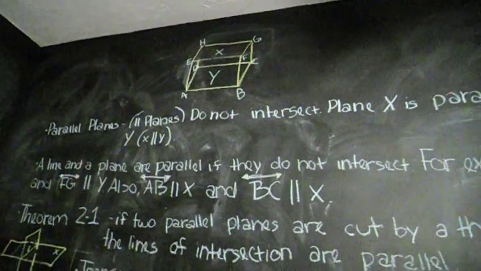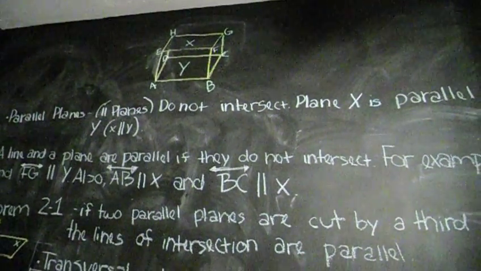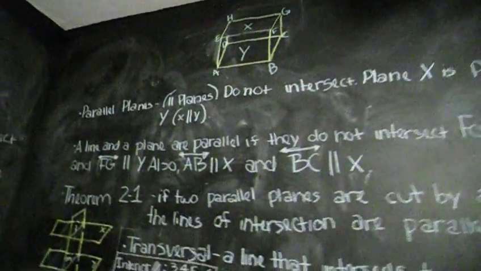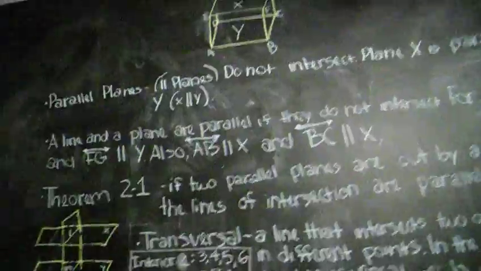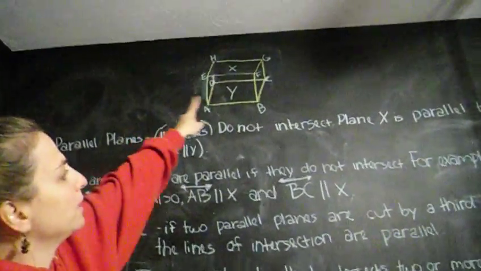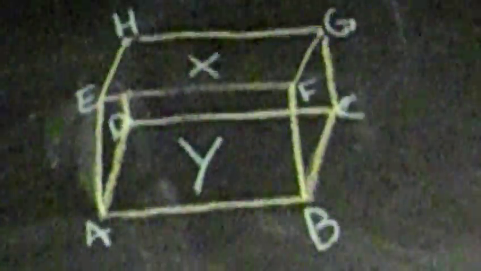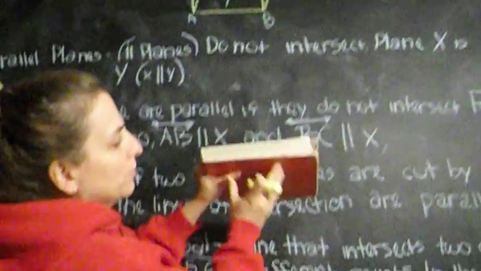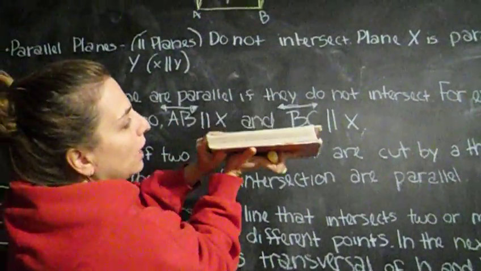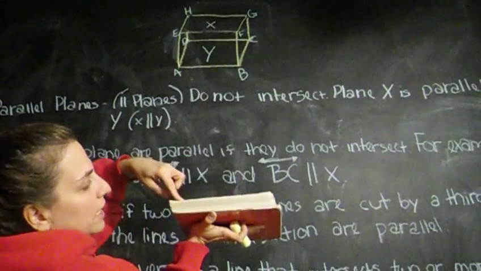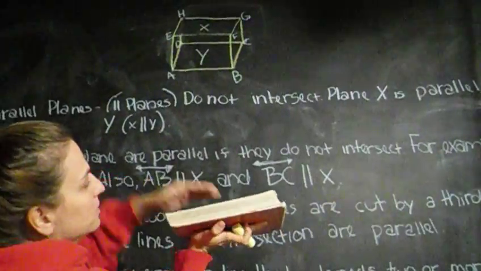A line and a plane are parallel if they don't intersect. Okay, so if a line and a plane don't intersect, for example, EF, if you look up there, EF is parallel to Y. See this plane right here? The plane is on the bottom, and EF is on the top. So if I was doing it with this book right here, this would be plane Y, and this would be line EF, and they do not intersect.